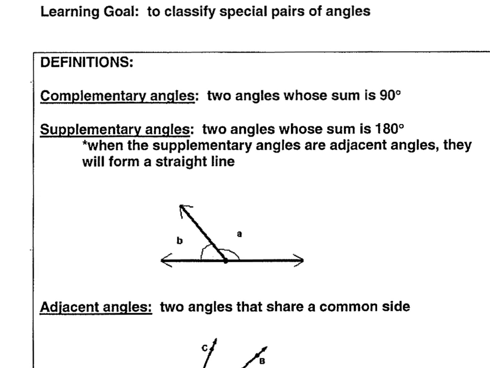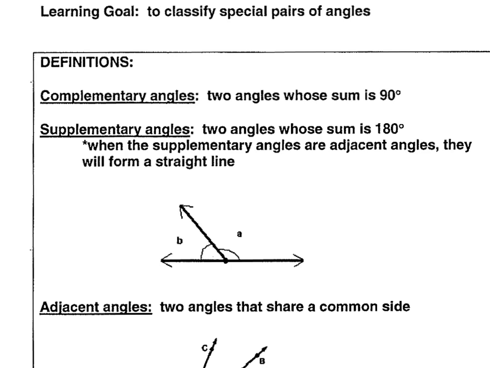Now, complementary angles are two angles that add up to 90 degrees. For example, a complementary angle to a 30-degree angle would be a 60-degree angle because 30 and 60 add up to 90. The next definition for today is supplementary angles. Supplementary angles are two angles who add up to 180. So that would be 100 degrees and 80 degrees, two separate angles that add up to 180 total.